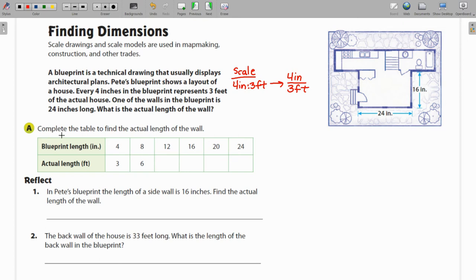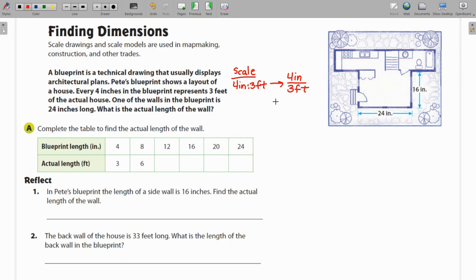Now in part A, it says complete the table to find the actual length of the wall. In this table, they've put our blueprint length on top and they've put our actual length in feet on bottom. They filled out the first two parts for us. They say for every 4 inches of blueprint length, we have 3 feet of actual length of the house. When we have 8 inches of blueprint length, we're going to have 6 actual feet. So now they want us to figure out what the actual length in feet is when we have 12 inches of blueprint length, 16, 20, and 24.